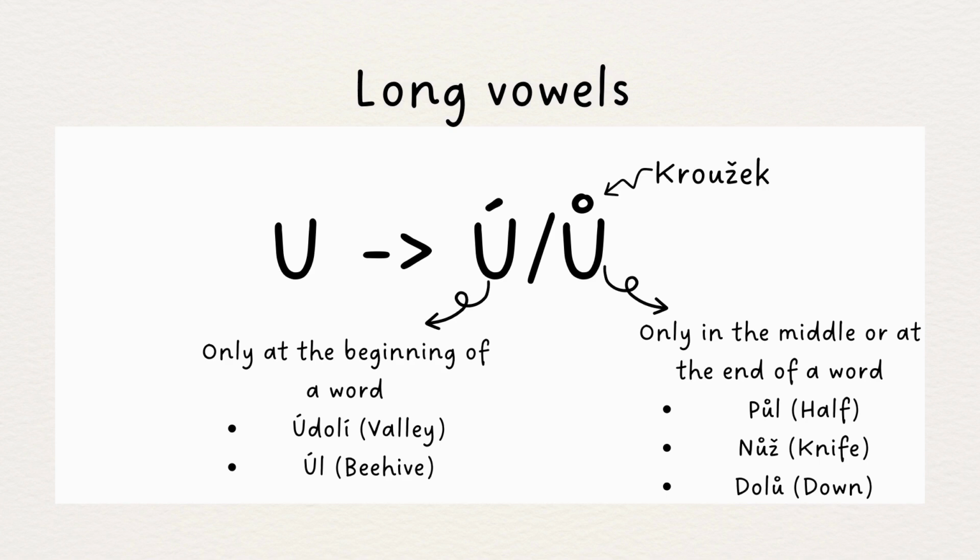U with a line over it can only be used if the word is beginning with it. So, for example, údolí, or úl. On the other hand, U with a circle can be only used inside of a word. A word can't begin with the U with a circle. So, for example, půl, nůž, dolů.